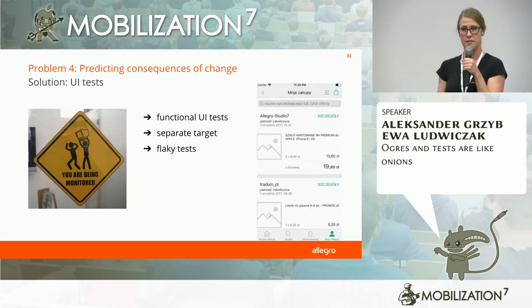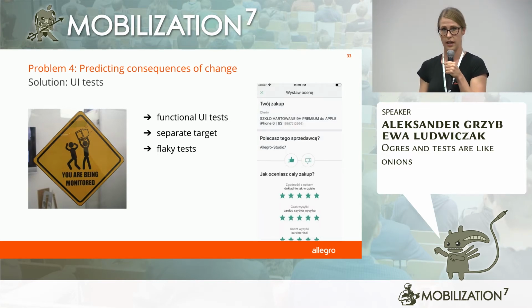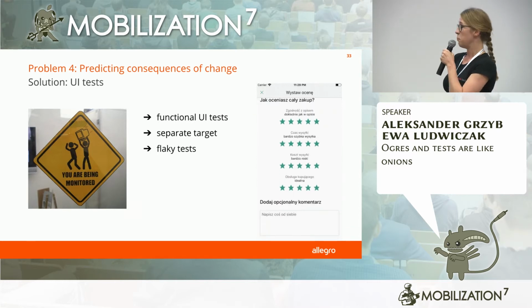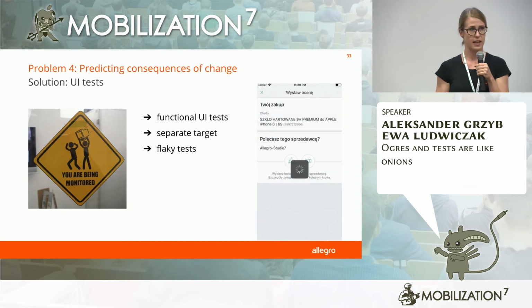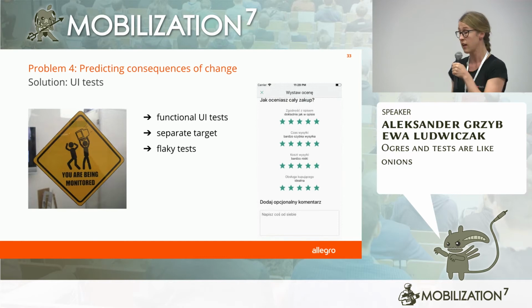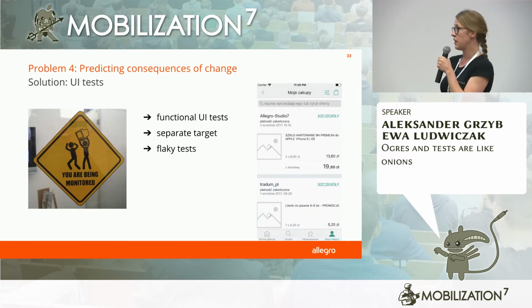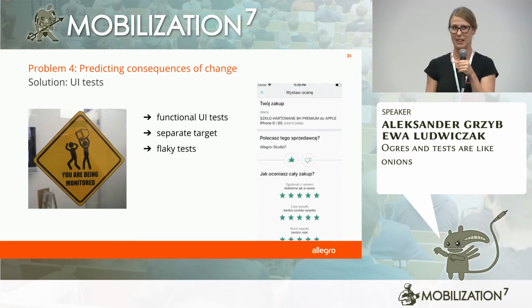And every time the tests fail, we get notified and we can react accordingly. Because the functional tests talk to the real environment, they take more time. They are a little bit slower, so it's good to put them in a separate test target. And also in time, we noticed that some of the tests are flaky.